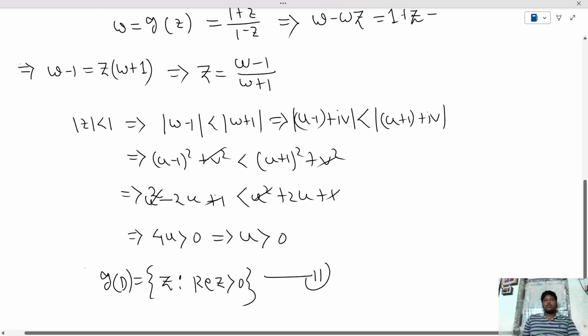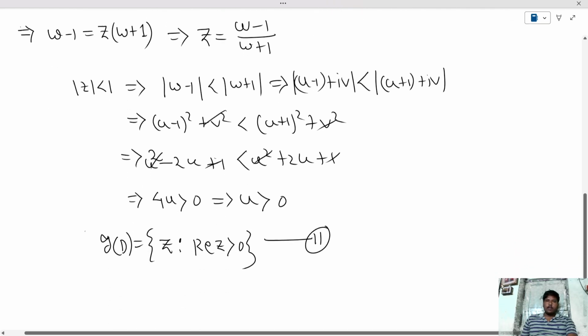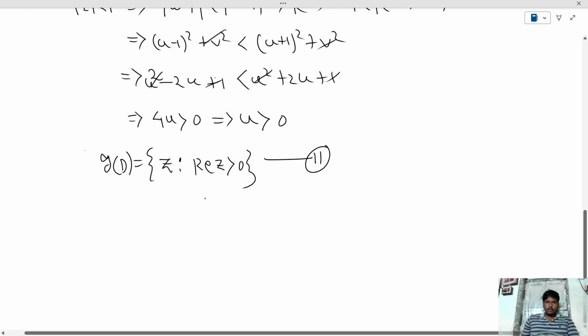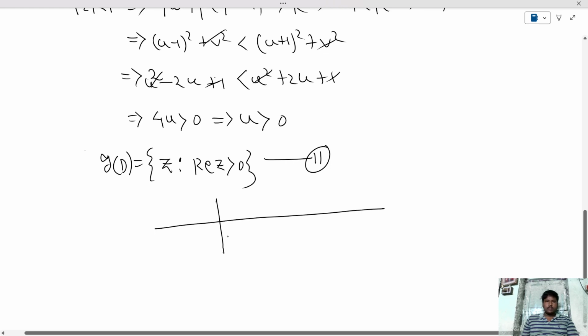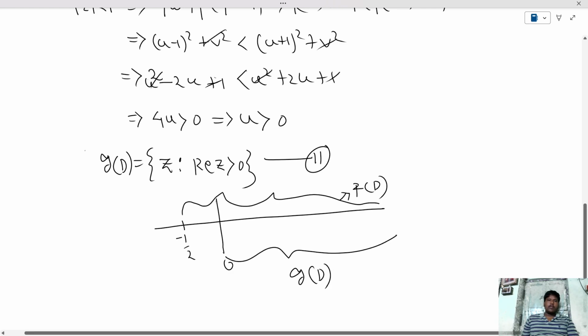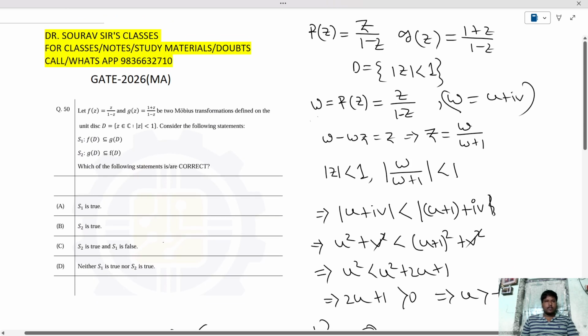Okay, this is 2. हम लोग को देखना पड़ेगा f(D) और g(D) में से कौन किसका सबसेट है. सो f(D), ओके, हम लोग सिंपली ड्रॉ कर लेते हैं. सपोज this is the graph, this is 0, this is minus 1 by 2. सो ये जो रीजियन है, ये रीजियन is f(D) और ये जो रीजियन है, this is g(D). So from the graph it is clear that g(D) is a subset of f(D). Okay, so g(D) is a subset of f(D).